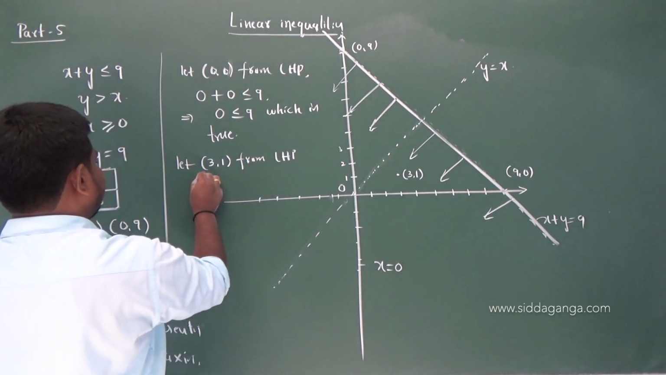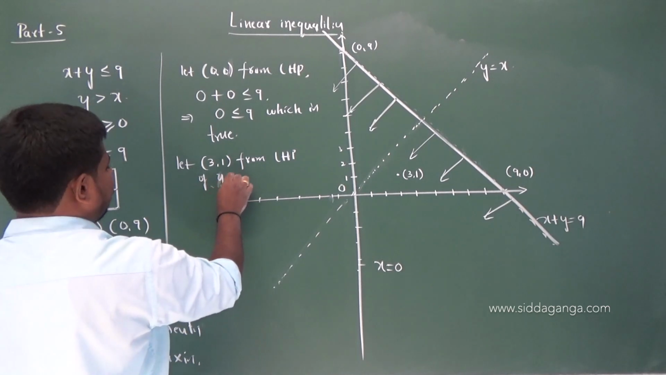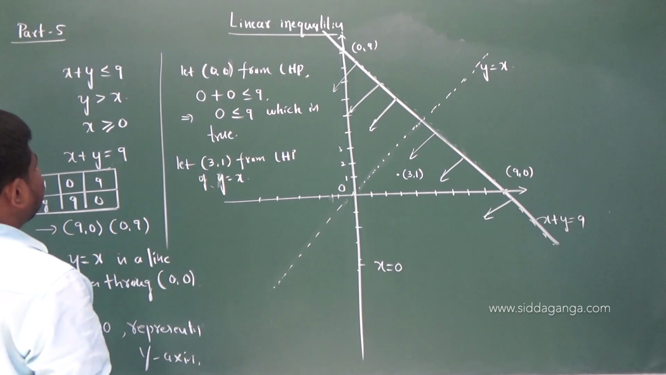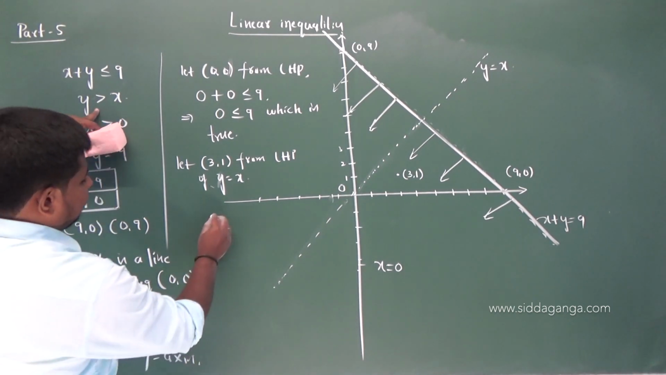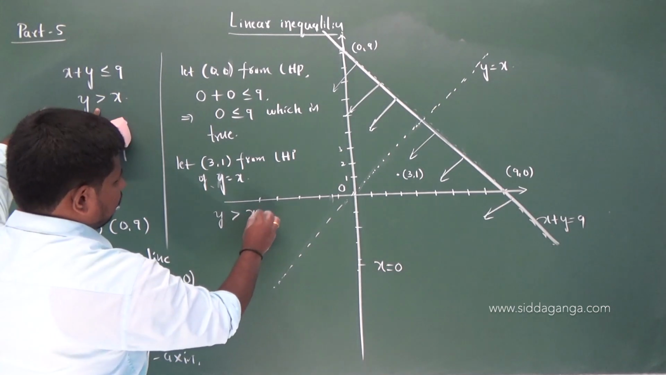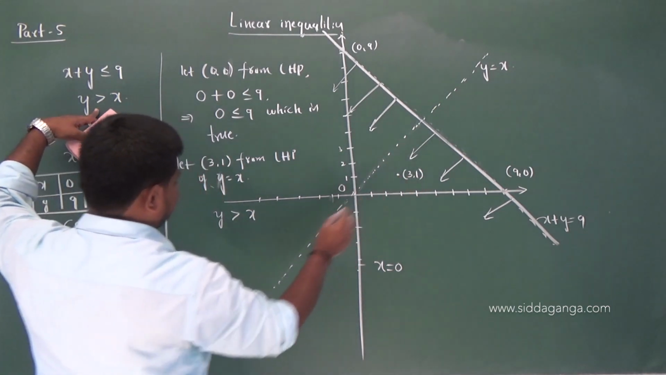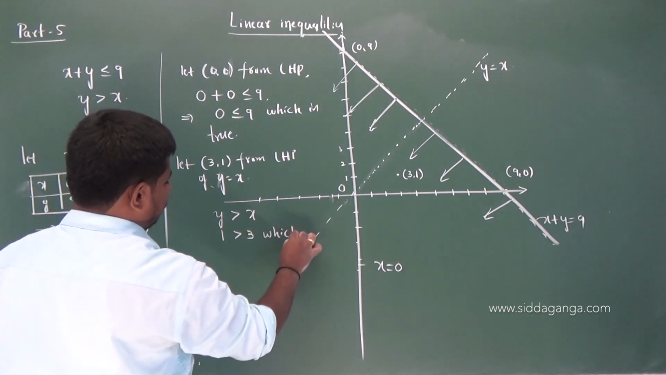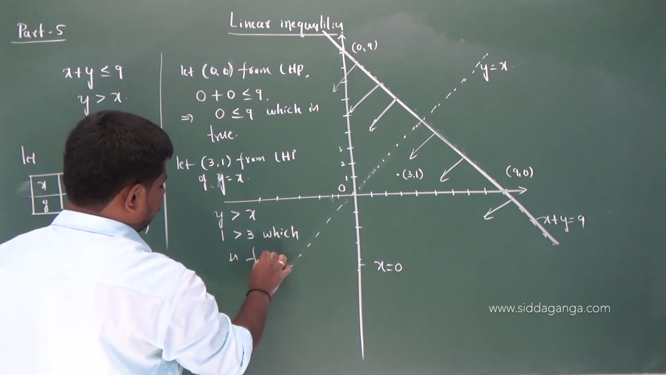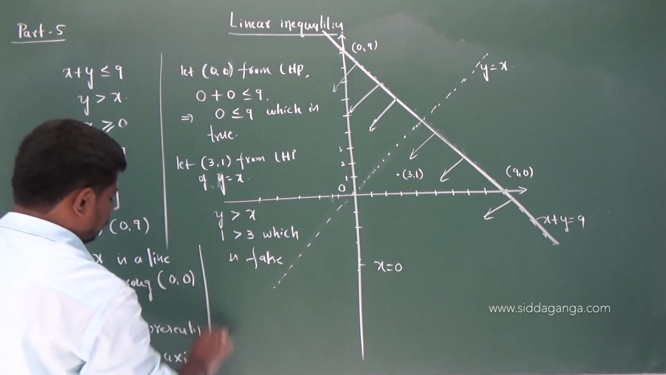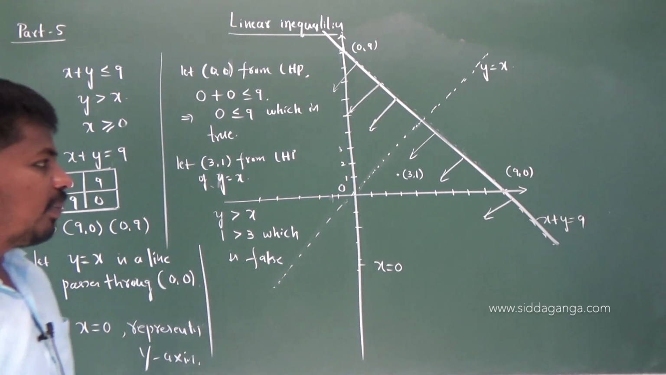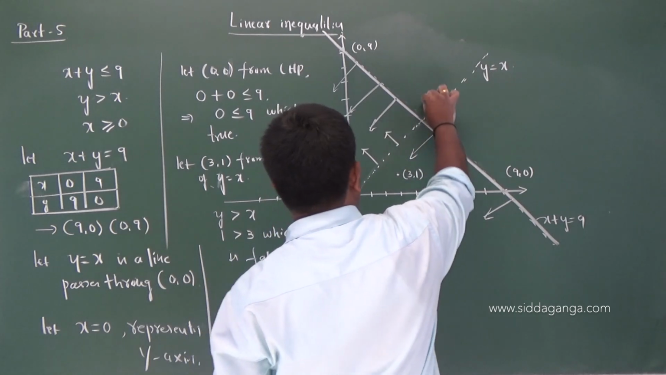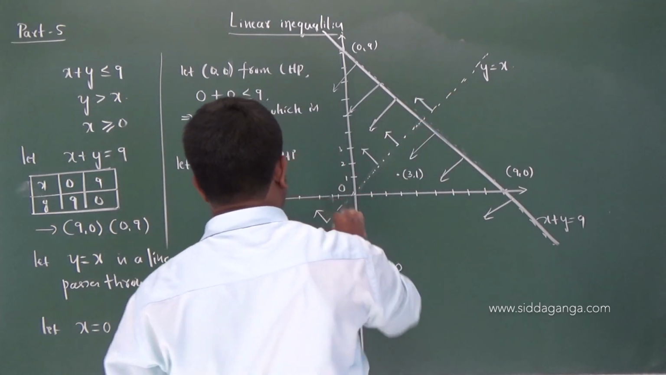Take 3 comma 1 from the lower half plane of y equal to x. Substitute in the given inequality y is greater than x. What is y here? The y coordinate is 1, x is 3. So 1 is greater than 3, which is false. So the solution region is the upper half plane. This becomes the solution region.